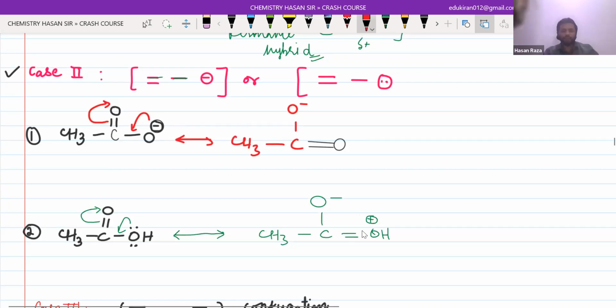I told you in a resonating structure, charges and electrons are balanced. You can count the charge, you can count the electrons, and you will see the same number of electrons there. And if you count the charge, you can see there is a negative, and there is a positive. If you check the overall charge, it is zero, because plus one minus one, I told you to calculate overall charge, and you will get zero charge. Is that clear?